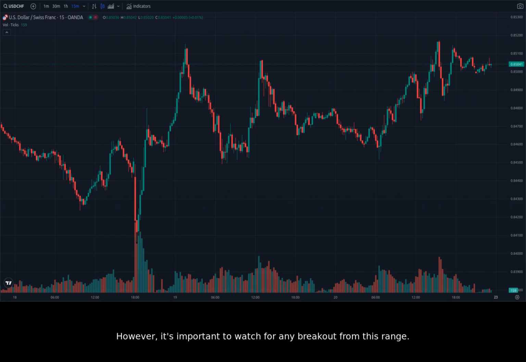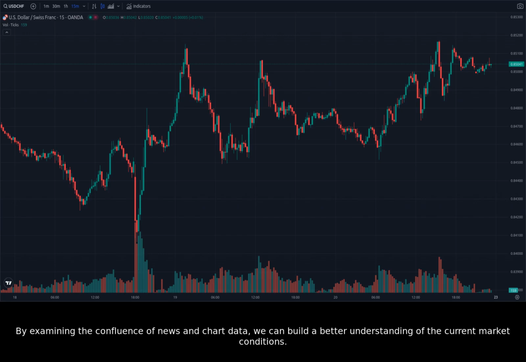However, it's important to watch for any breakout from this range. A breakout above the upper boundary of the range would signal a potential bullish reversal. Conversely, a break below the lower boundary of the range would indicate a continuation of the downtrend. By examining the confluence of news and chart data, we can build a better understanding of the current market conditions.